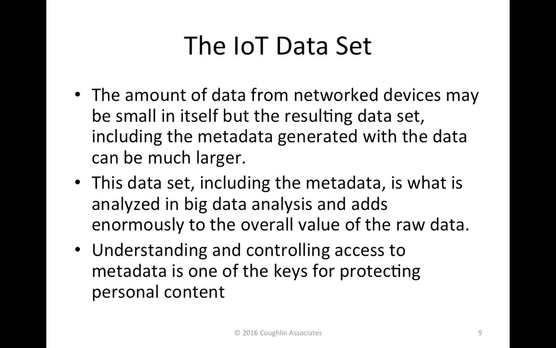So while the amount of data from a network device may be small in itself, say a sensor taking some simple readings, the resulting data set, including metadata generated with the data, can be much larger. Now this data set, including that metadata, is what is analyzed in big data analytics and adds enormously to the overall value of that raw data. Understanding and controlling access to metadata is one of the keys for protecting personal content.